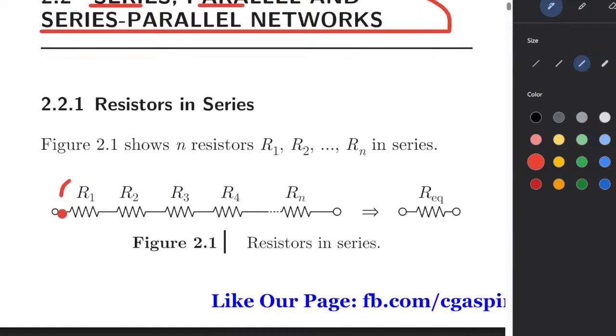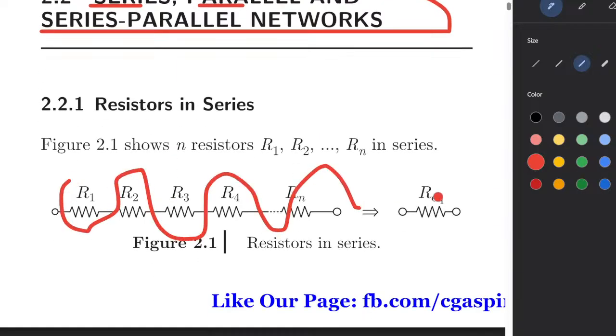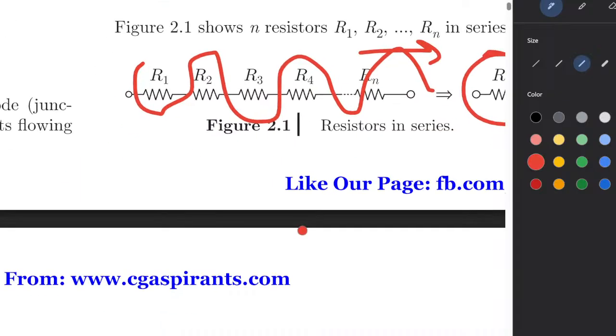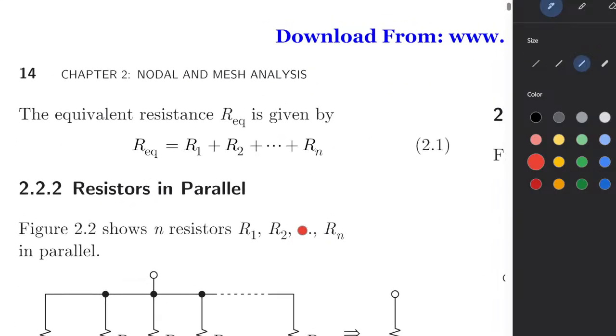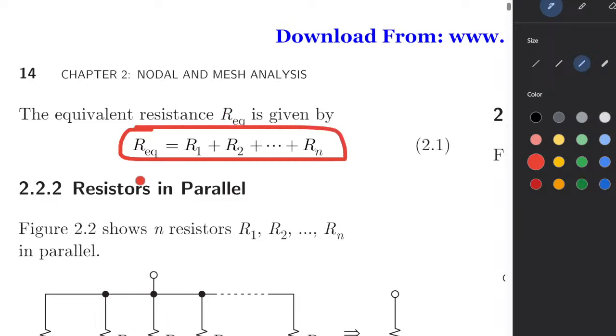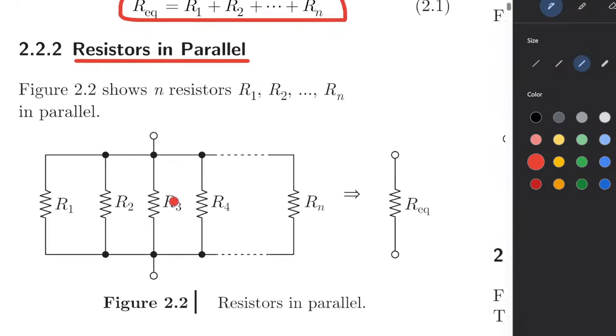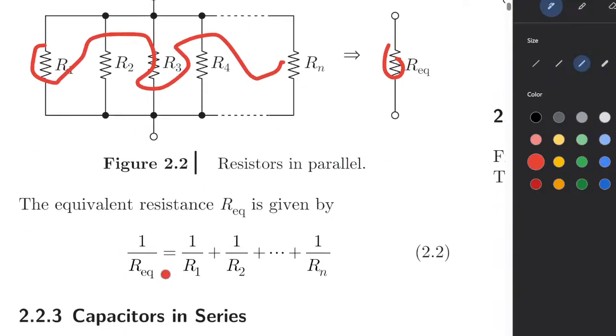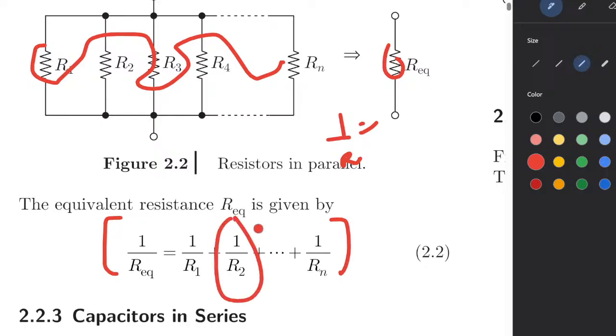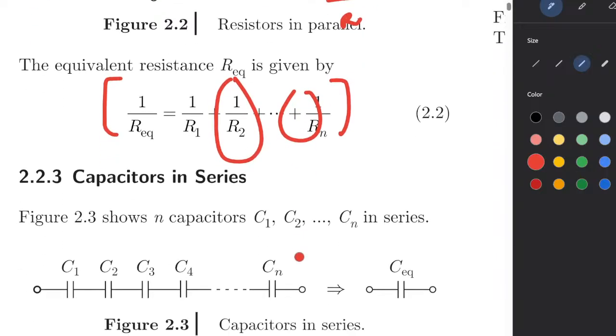In series, we simply see that R1, R2, R3, R4 are connected, and we have to find the R equivalent. So the R equivalent is equal to R1 plus R2 plus up to Rn. For resistors in parallel, we can see all these are in parallel, and the R equivalent we can find by this equation: 1 by R equivalent is equal to 1 by R1 plus 1 by R2 plus 1 by R3.